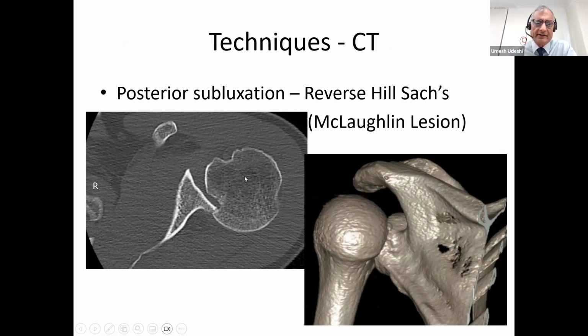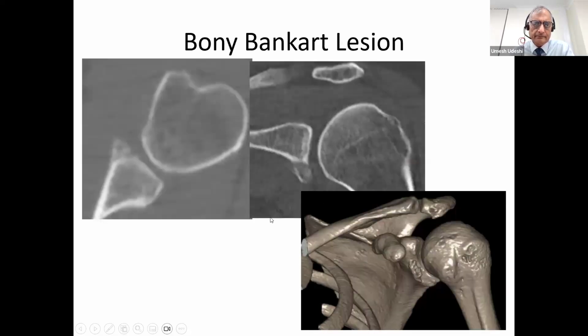So here you can see a fixed dislocation. There's been a posterior subluxation. There's a bony defect or a reverse Hill-Sachs defect here in the humeral head, and the head is stuck in that position. A bony Bankart lesion here on the anterior inferior bony glenoid. You can see that there's a fracture there, and here it is on a coronal image that there's a bony fracture down here. That's a fractured fragment, and there it is on a 3D reconstruction, a little bony fragment sitting here at the front.